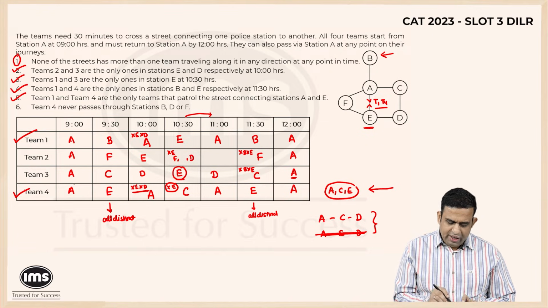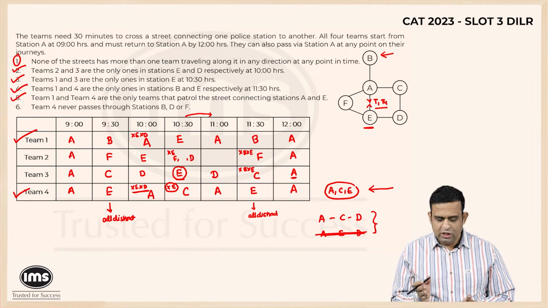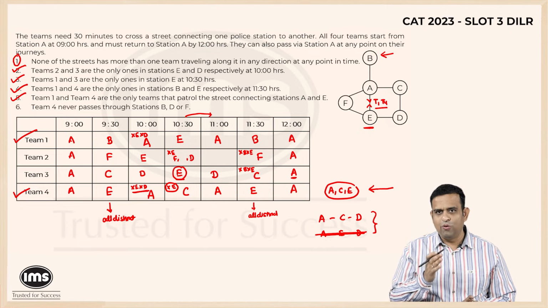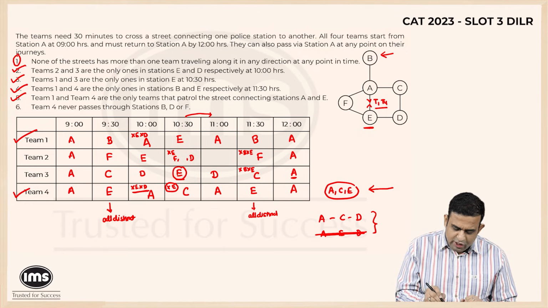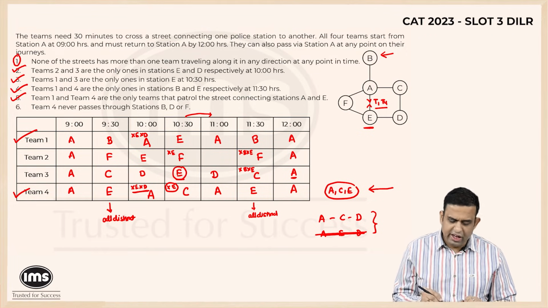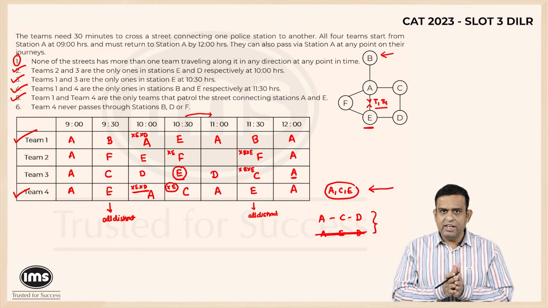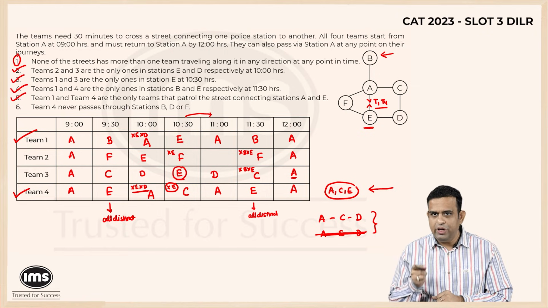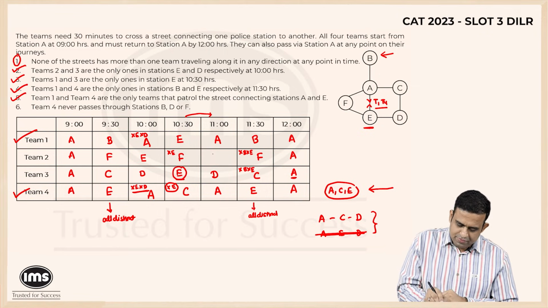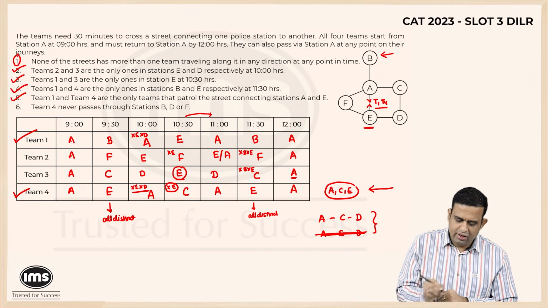Then again, if you look at team number 3, it is following a D to E. So nobody can go from E to D at the same time, because the same street will be occupied by 2 teams. So D also will be out. And that basically means that this particular place has to be F. Now, 10:30 F, 11:30 F, the only possible route could be F to E, E to F, or it could be F to A or A to F.